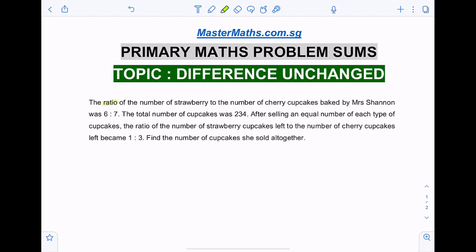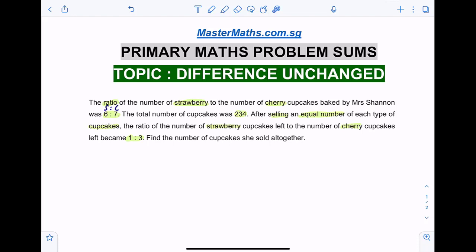The ratio of the number of strawberry to the number of cherry cupcakes baked by Mrs. Shannon was 6:7. So this is strawberry is to cherry cupcakes. The total number of cupcakes was 234. After selling an equal number of each type of cupcakes, the ratio of number of strawberry cupcakes left to number of cherry cupcakes left became 1:3. Find the number of cupcakes she sold altogether.